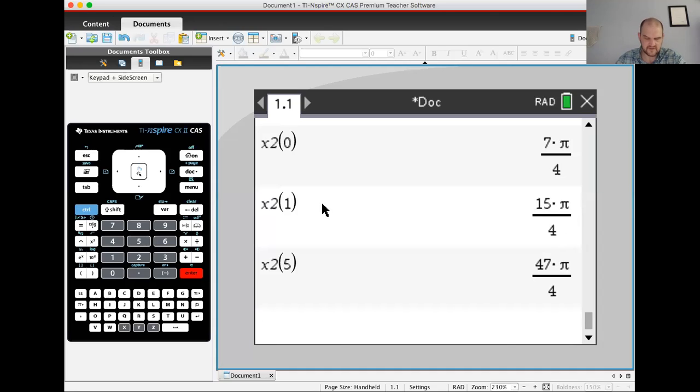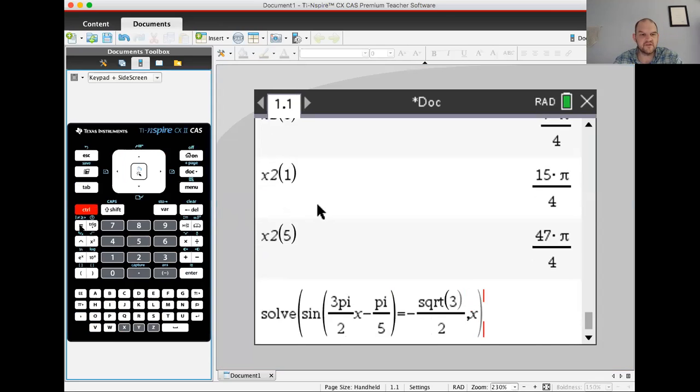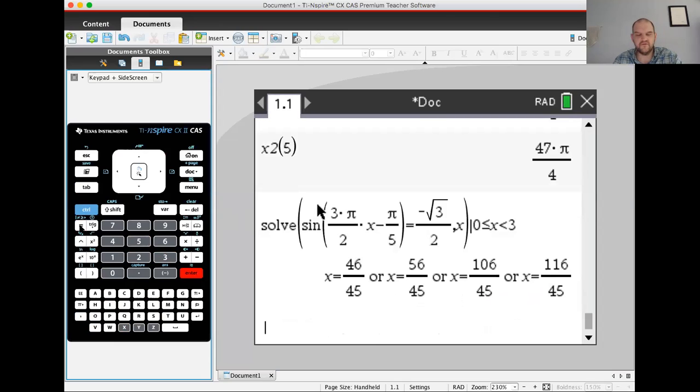All right, let's try to solve this. Solve sine of (3π/2)x minus π/5 equals negative square root of 3 over 2. We want to solve for x, get out of the parentheses, and then we do a such that condition, with 0 less than or equal to x, less than 3, and enter, and we get all of the answers that we found.